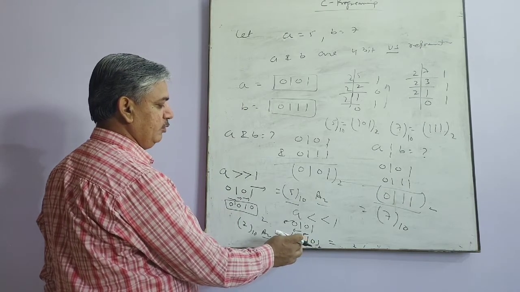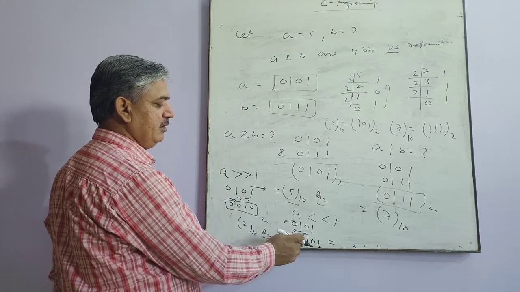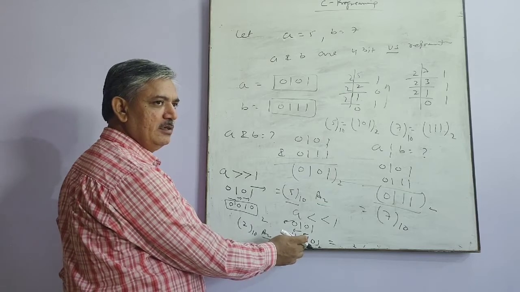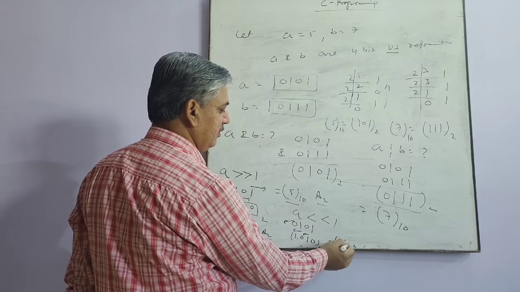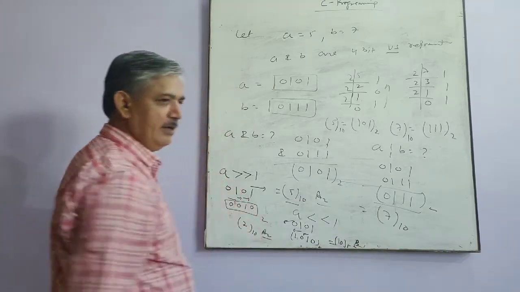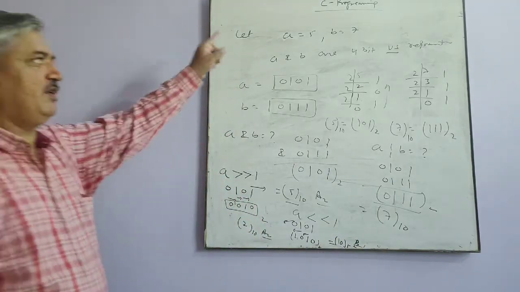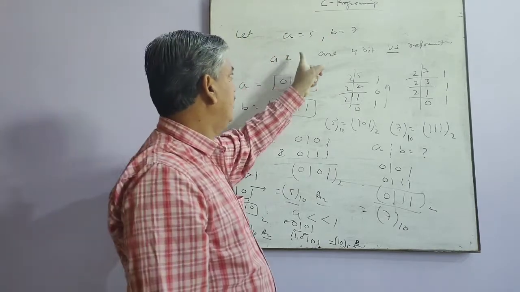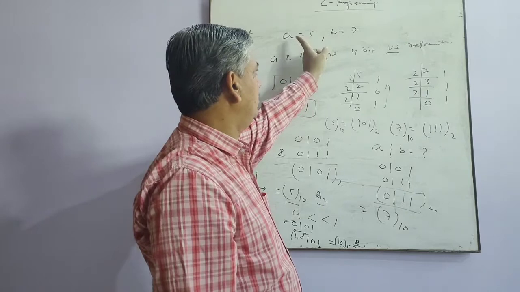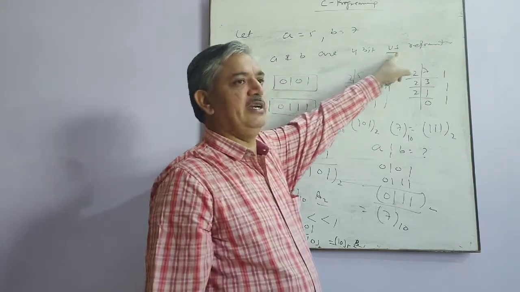0 1 2 3. So 2 to the power 3 is 8, 2 to the power 1 is 2. So 8 plus 2 is 10. So this is the answer. Clear? So when A is 5 and B is 7, the important thing is that we assume A and B are 4-bit unsigned representations.